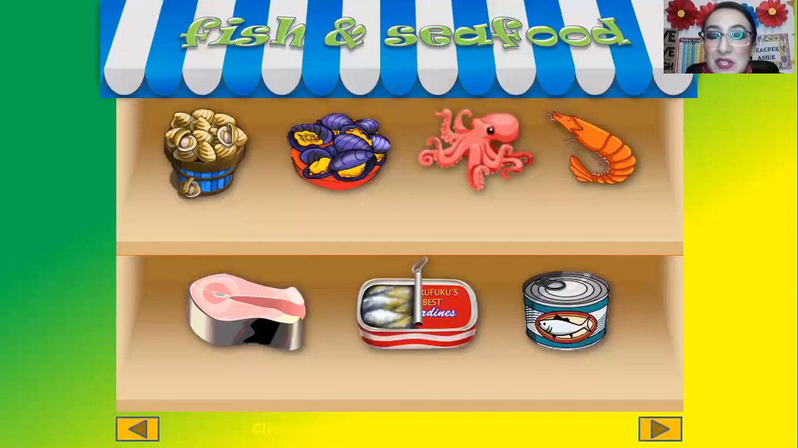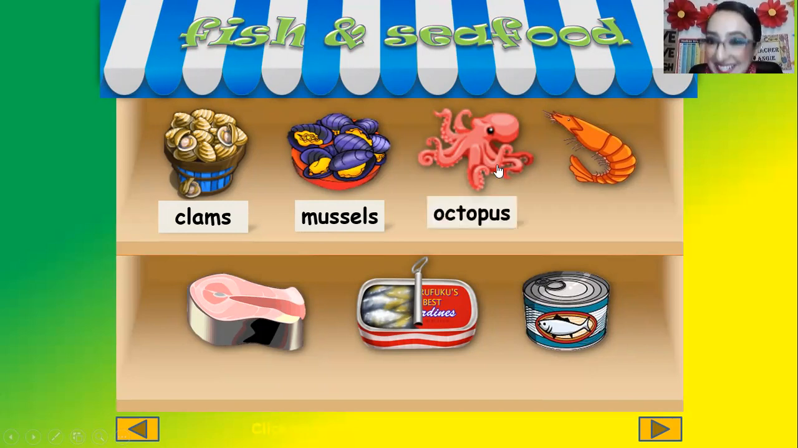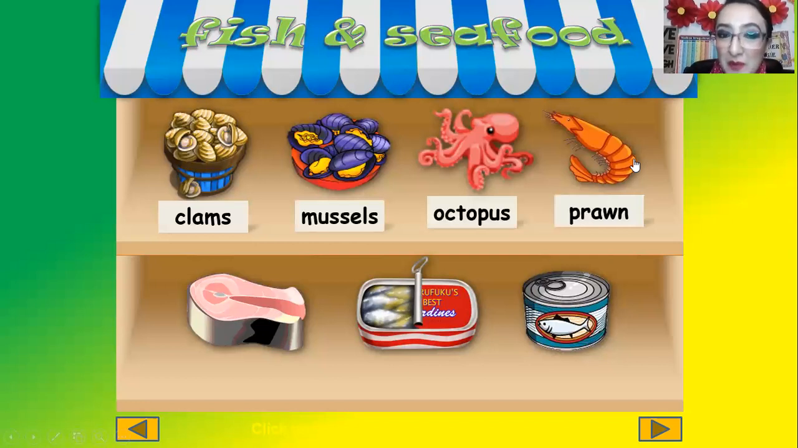But now we are going to be talking about fish and seafood. I don't like a lot, but it is important that you can know it. For example, what do we have here? Clams. Almejas. Clams. And this, what do we have here? Mussels. Mejillones. Octopus, the octopus is the octopus. We have the prawn, the prawn.